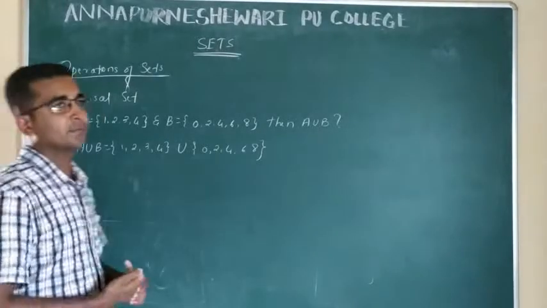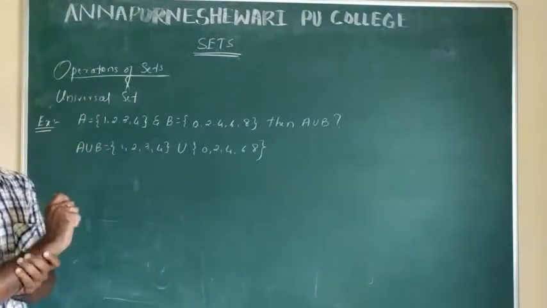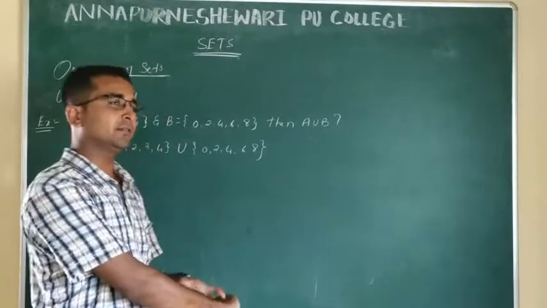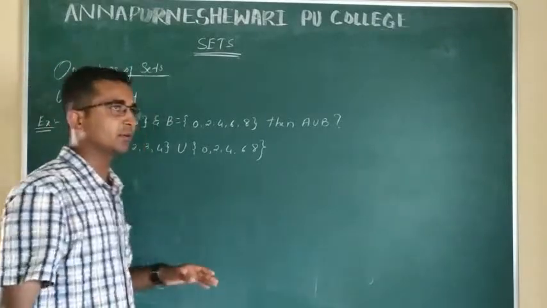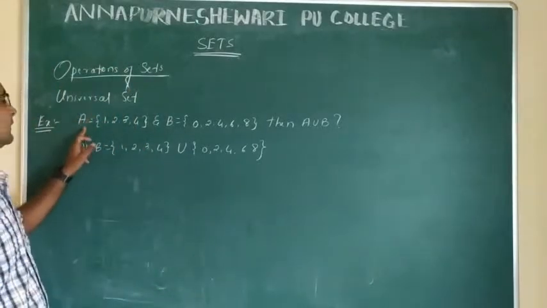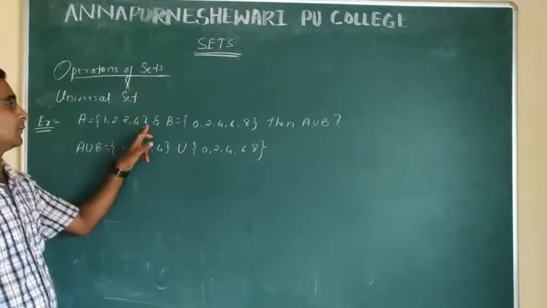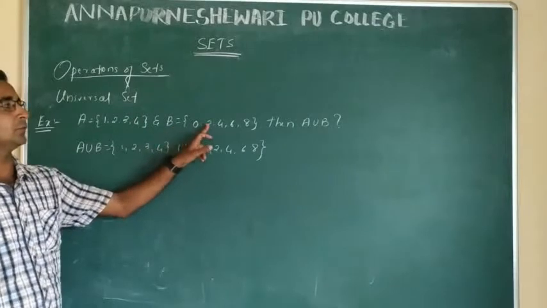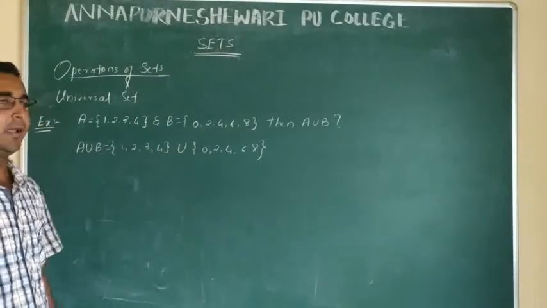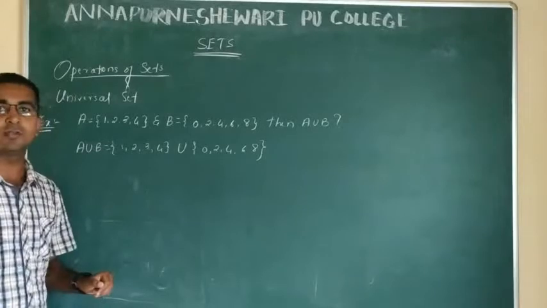Dear students, I left one of the Venn diagrams in the universal set. So after the Venn diagram, I go for the next concept. In the universal set, one example is when set A equals 1, 2, 3, 4 and set B equals 0, 2, 4, 6, 8, and A union B.